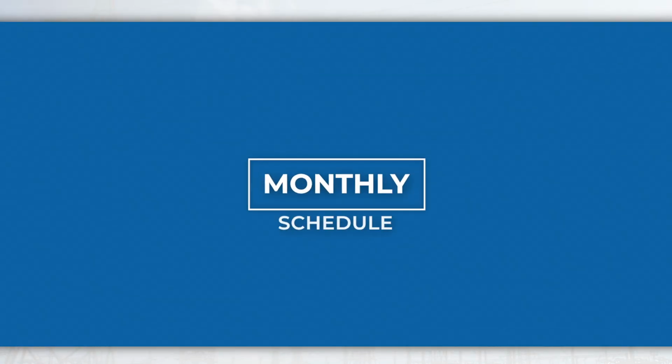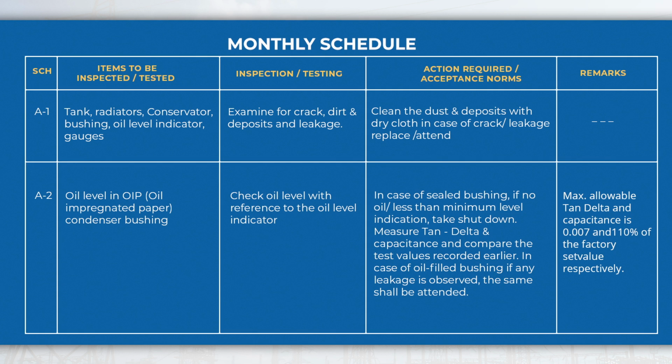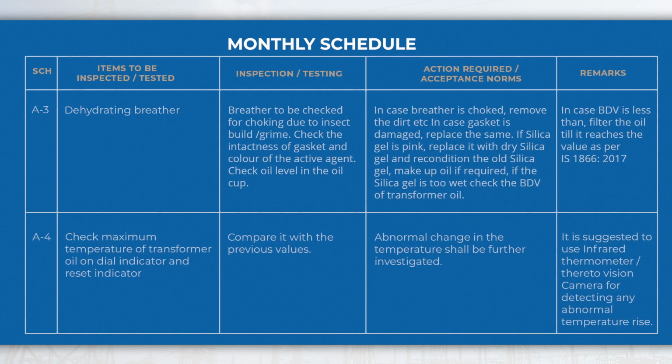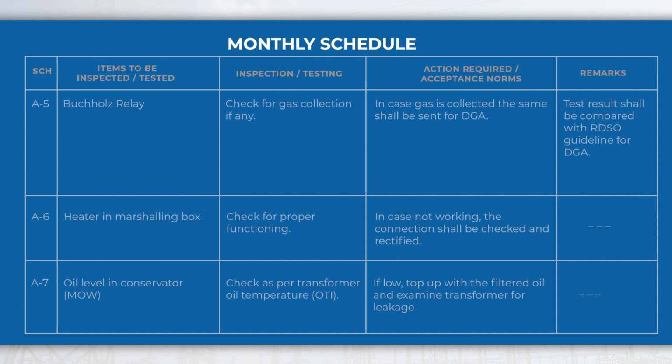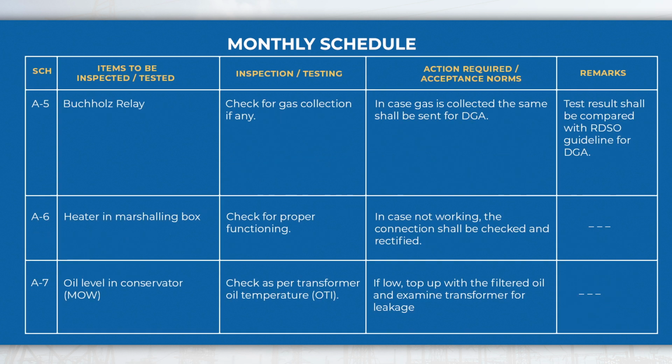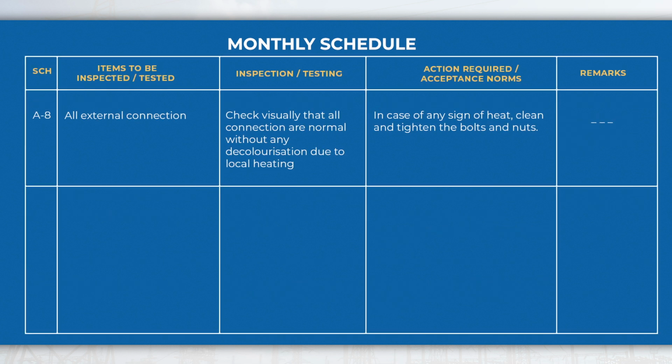In the monthly schedule, some of the activities to be done are: check for cracks, dirt deposits and leakage, check oil level, check breather, check maximum temperature of WTI and OTI on the day, check for gas collection, functioning of marshalling box, and check for external connections.